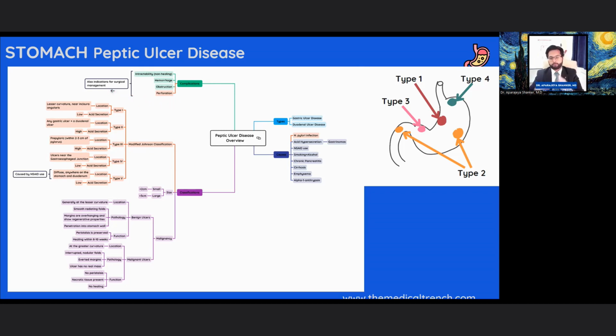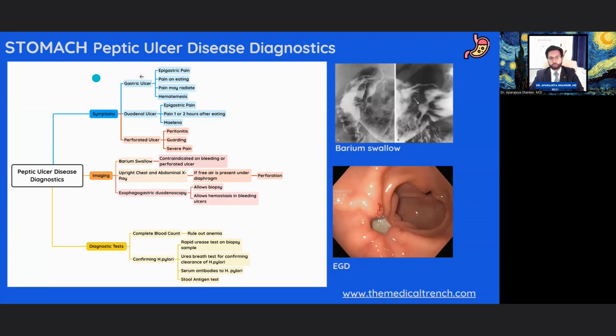So for example, if you have a patient who comes to you with peptic ulcer disease, the most important thing for you to understand is whether you can treat this conservatively or if you need to treat this in a surgical manner, right? So with that said, let's go on to the next slide here, where we look at how you're going to diagnose a patient with peptic ulcer disease.